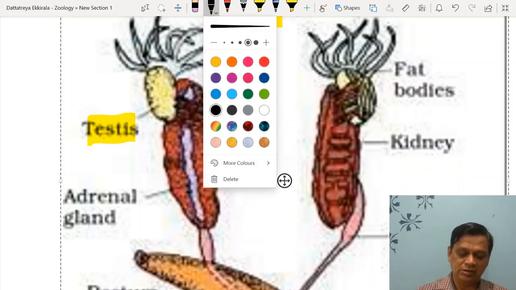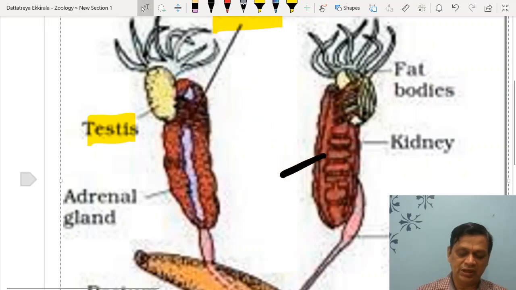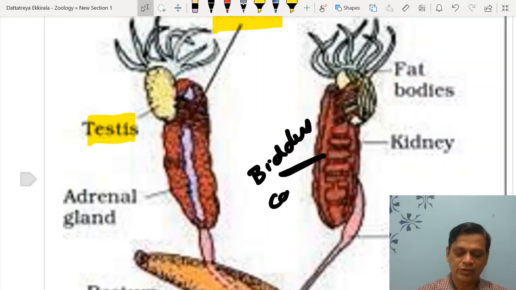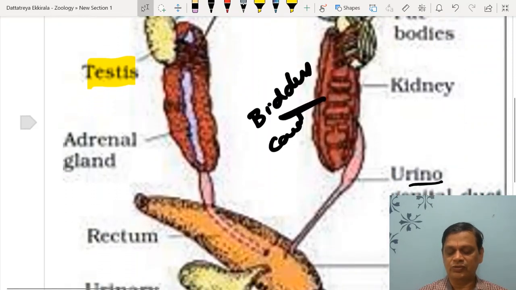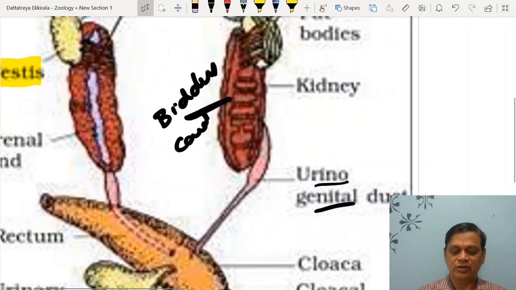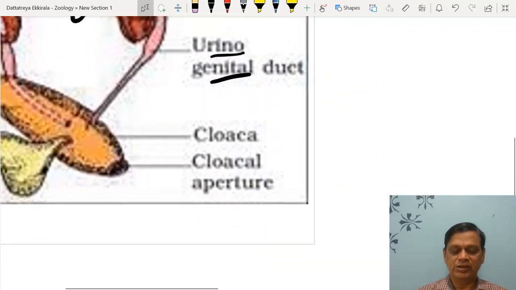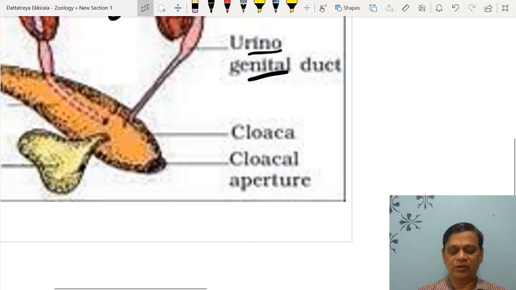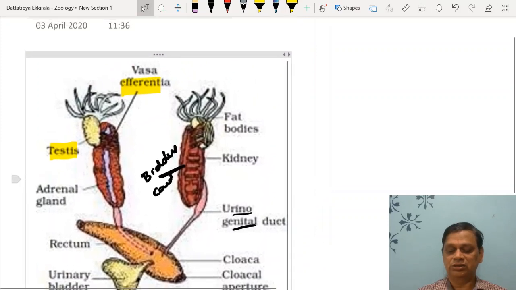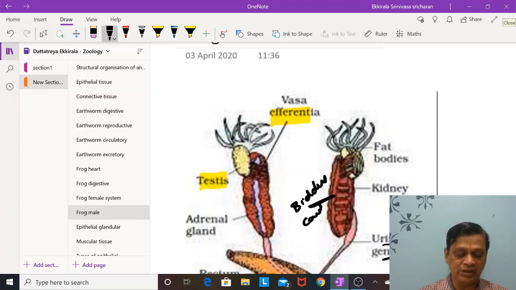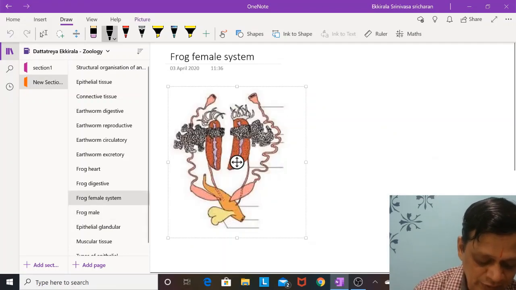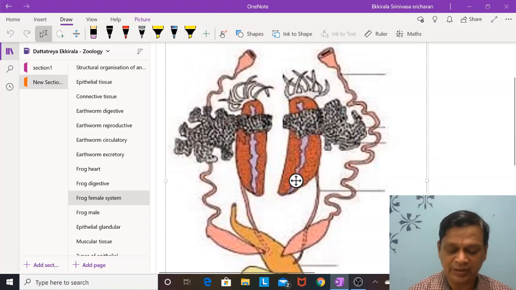So Bidder's canal is present within the kidney. From that Bidder's canal, it leads to collecting ducts that form the urinogenital duct. The male particularly contains a urinogenital duct, and this urinogenital duct finally opens into the cloaca. So the cloacal aperture. The cloaca is common for genital and urinary in the case of male, but not in the case of female. So coming to the female reproductive system.